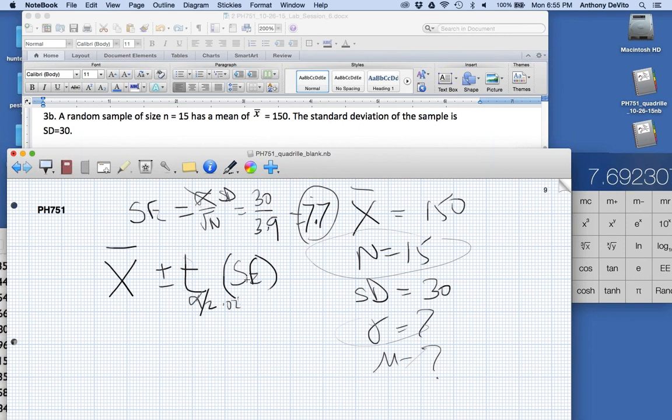You'll see when we look at the table, it's a little bit tricky, but we know that we want that for a 95% confidence interval. So when we look at the table, we'll just keep that in mind. So I need to know what that t-score is. So now we know X bar is 150 plus or minus t times the standard error, which is 7.7. Okay, so now we have to figure out what t is. So we need our t table.